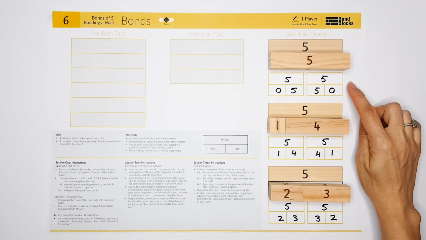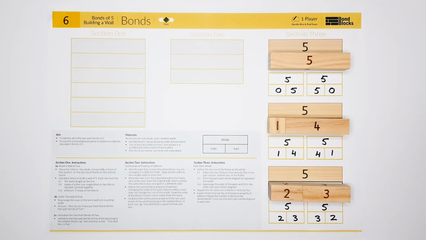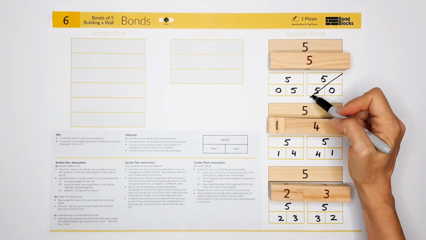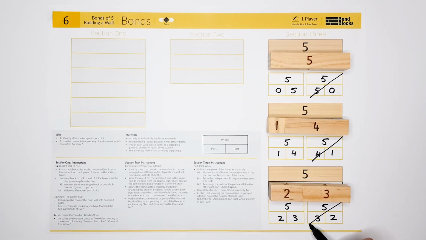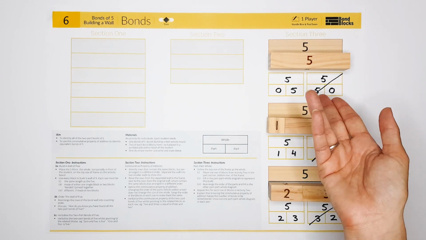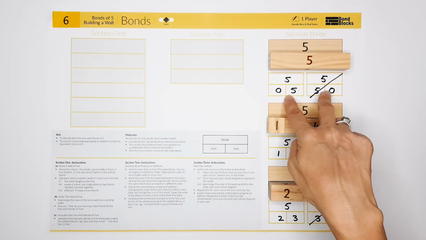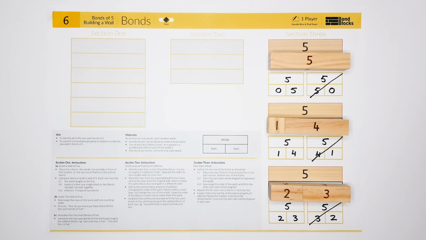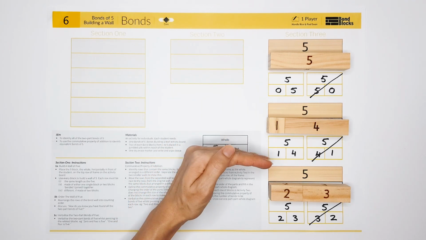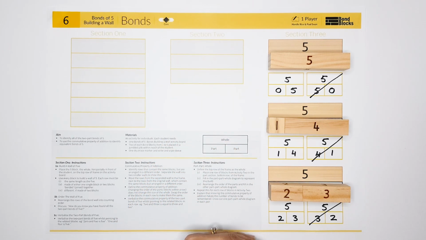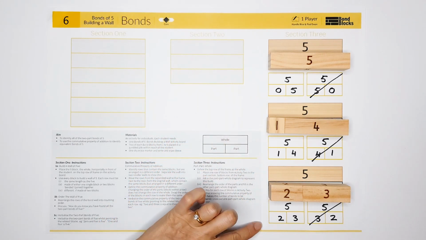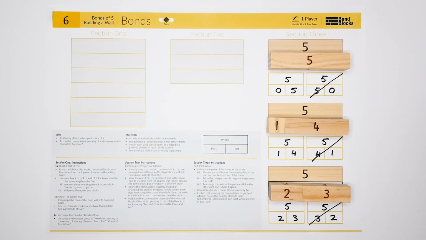Finally, in section 3, now that we have listed all the 2-part bonds of 5, we're going to cross off one diagram in each pair. The reason we're doing this is that if we understand the commutative property of addition, that we can just swap the positions of the parts, we only need to remember one bond in each pair. This means I only need to remember 0 and 5, 1 and 4, and 2 and 3. There are 3 2-part bonds of 5 that I need to focus on remembering.